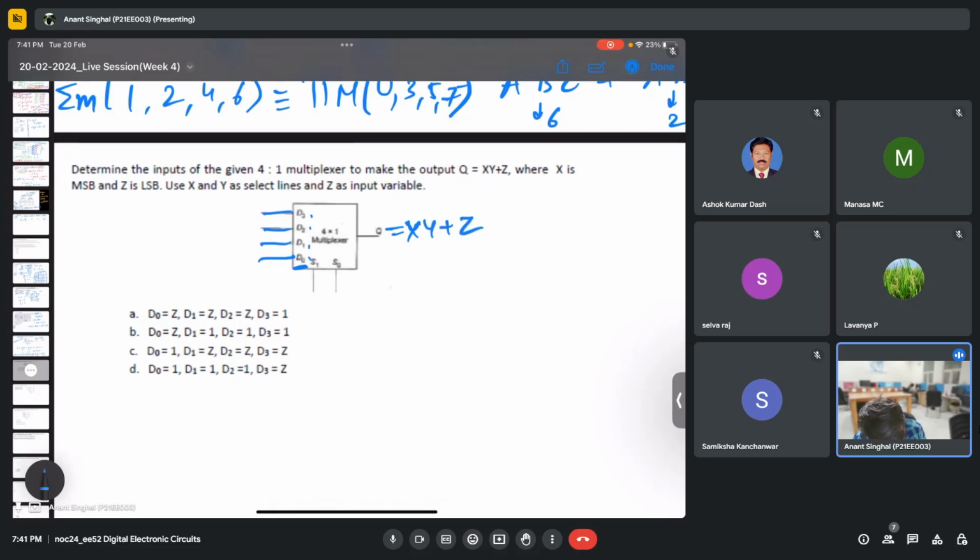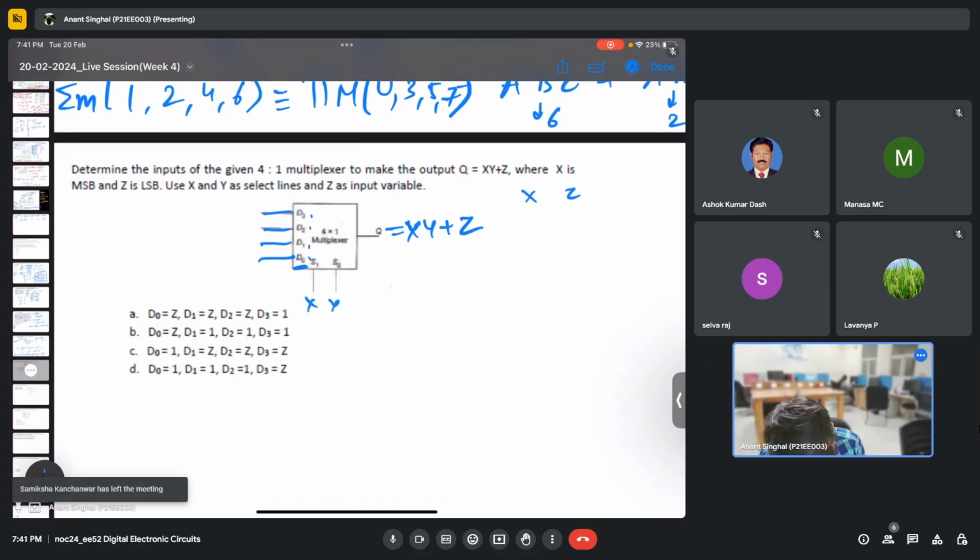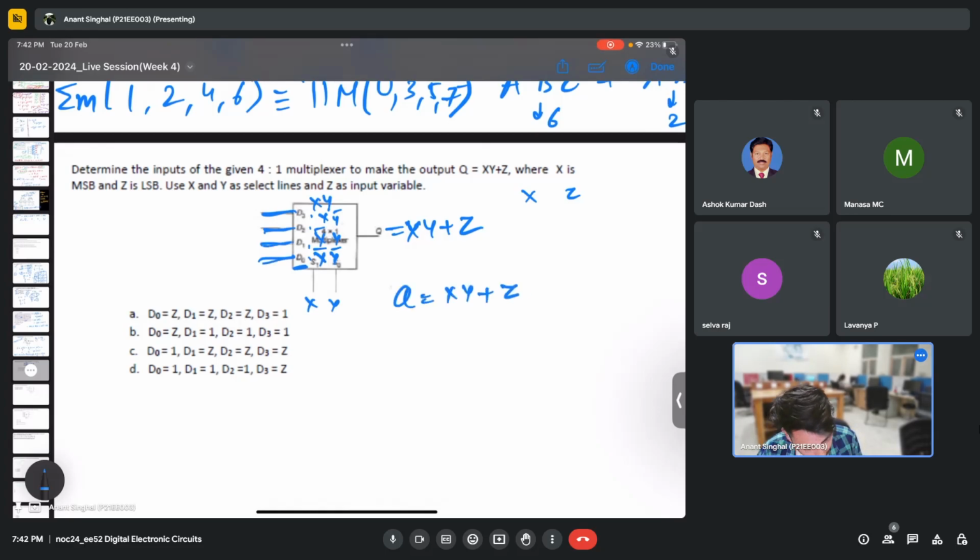X is the MSB, and Z is the LSB. You can select X, Y as the select lines and Z as the input. So X is the MSB, right? So I'll write now here X Y bar, X bar Y, X Y complement, and X Y. It is opposite because of the given question. Now we need to calculate Z as the input variable, so we need to calculate all of these things to make Q as XY plus Z.